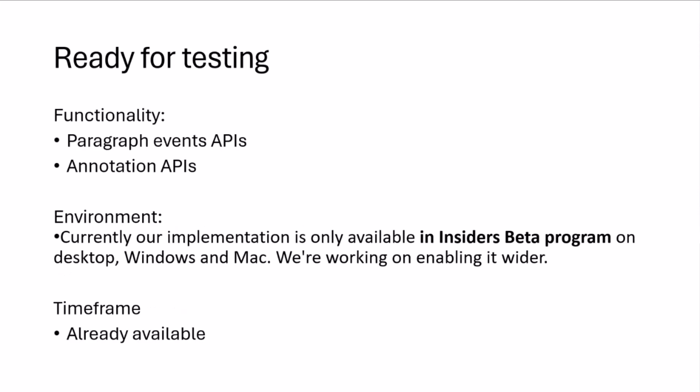Okay, then continuing. So as I said, we're ready for the first iteration of testing. And as I mentioned, the paragraph events API and annotation API are available. They're available in Insider's beta program. If you're not part of this program, you can, of course, join. It's available on desktop for both Windows and Mac. And we're, of course, working to enable it wider than this.